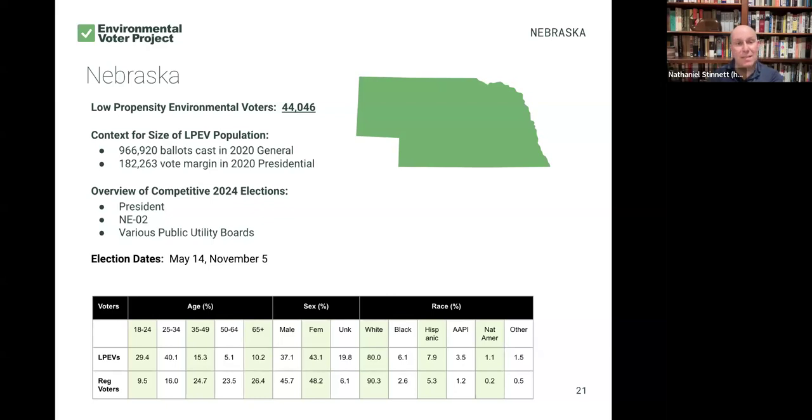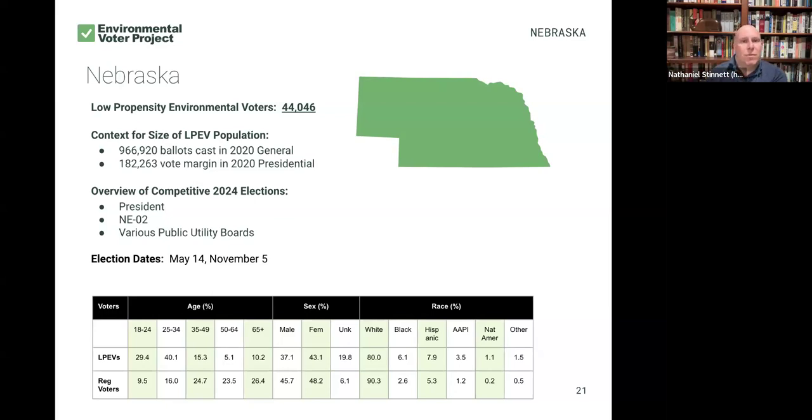And basically what that means is they didn't vote in the 2020 presidential election or any election since then. So we've deemed them to be unlikely to vote this fall. They need this robust mobilization campaign.